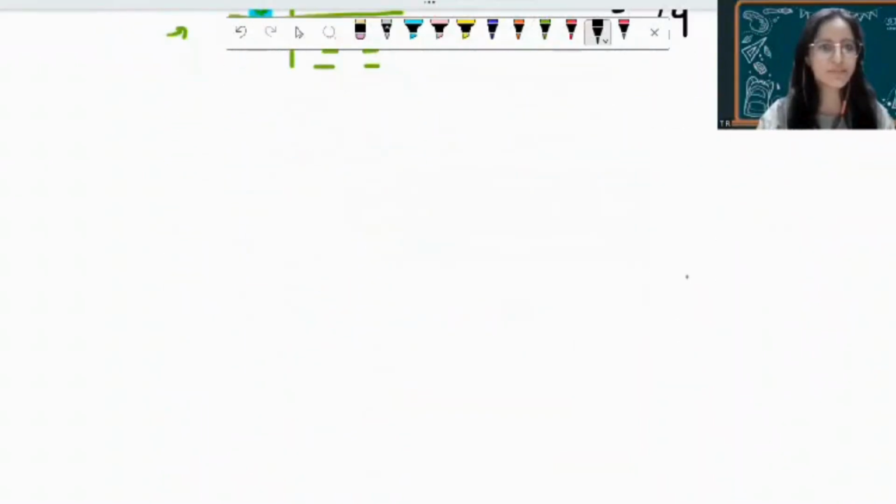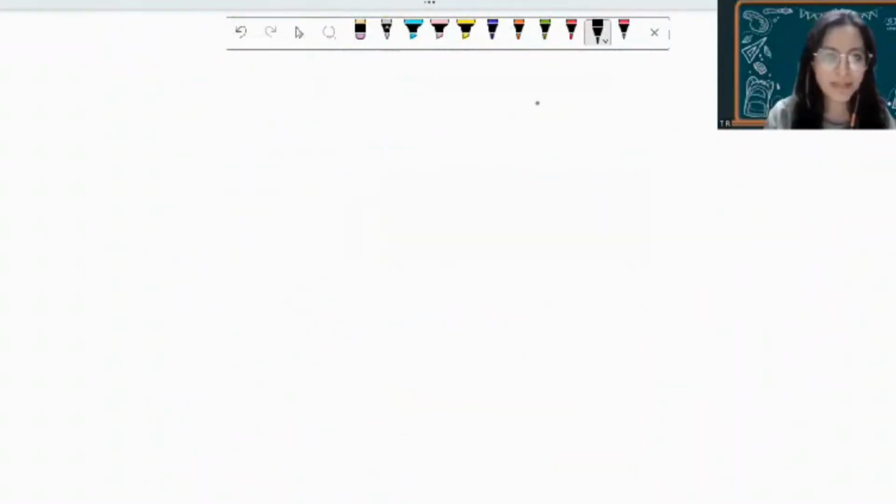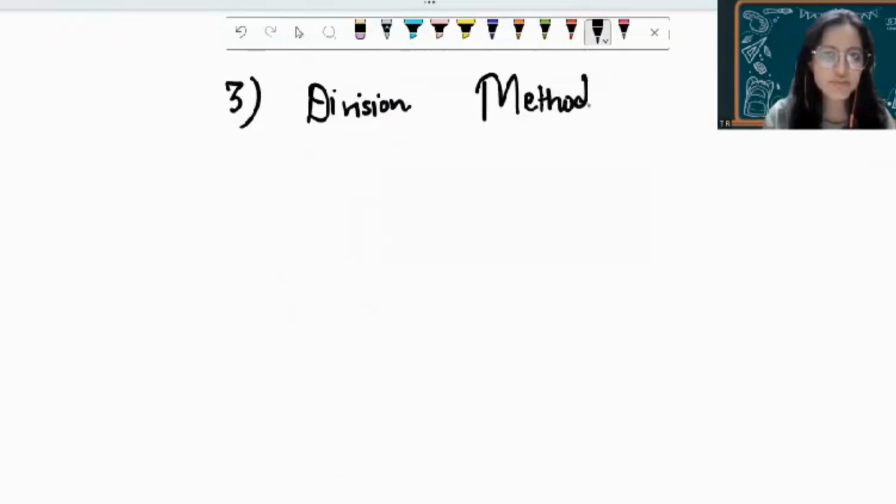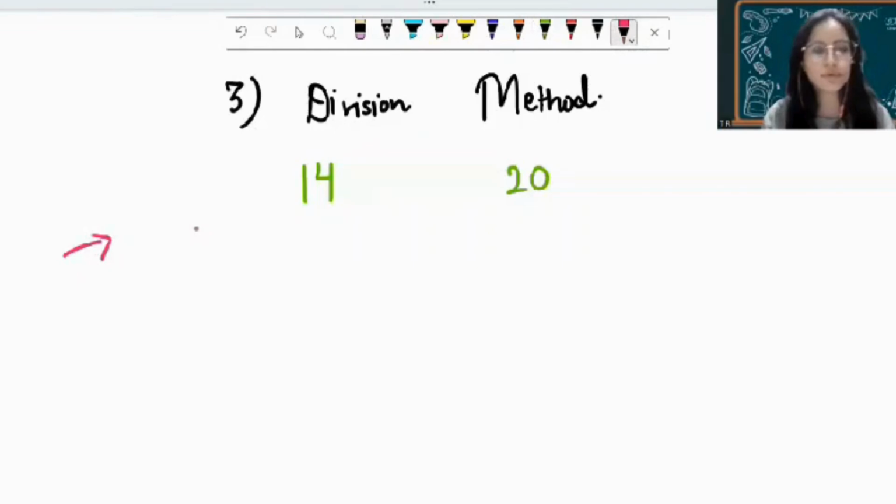Here we are still left with the third way. Let's talk about that. The third method is called the division method. Now, how to do this? Let's learn. Division method. If we take the question, let's say 14 and 20, these two numbers I'm choosing. So here you have to think of a number by which we can divide both of the numbers. So it is going to be 2, isn't it? 2 can divide both of the numbers.